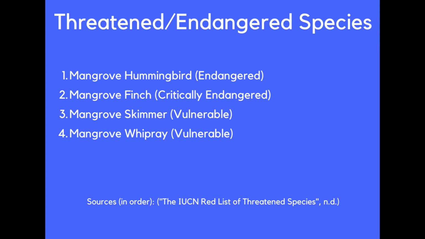When a species is threatened, that means it is semi-close to extinction, though it can be saved if something is done. When a species is endangered, that means it is very close to extinction, and if something is not immediately fixed, the species will go extinct. Some of the current threatened species are mangrove skimmers and mangrove whiprays. Some of the endangered species are mangrove hummingbirds and mangrove finch.